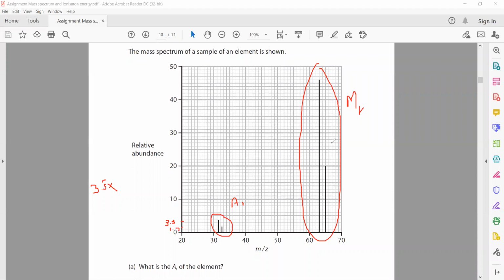If they ask for molecular mass, then we'll use the molecular ion peak and their relative abundance. But they're asking for atomic, so we are taking only this part. So this is 31 and 32. This is between 31 and 32, so it is 31.5. So 3.5 into 31.5 plus this one, 31, 32, and this is 32.5.